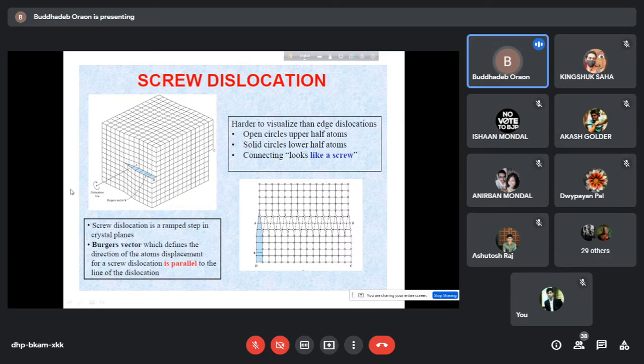So the direction of the Burgers vector and the dislocation line, which is AB. The dislocation line is here, AB. So AB is parallel to your Burgers vector. So this is the screw dislocation. Slightly difficult to visualize, but to try to understand, you can see some more books also.